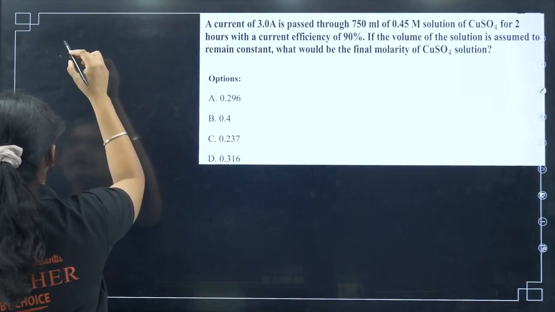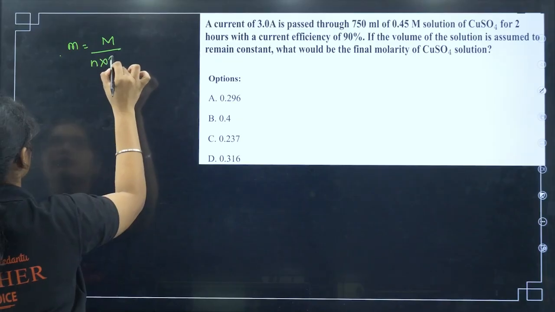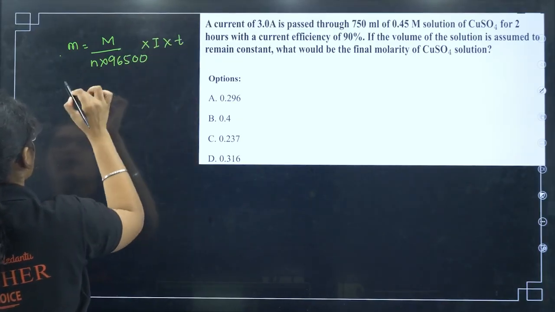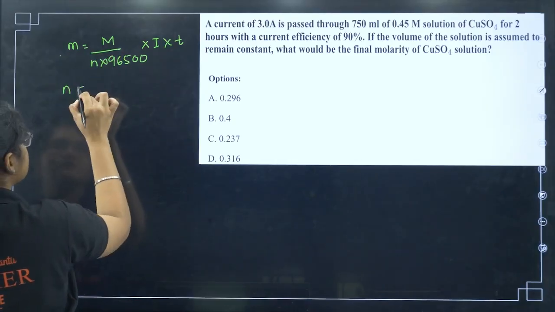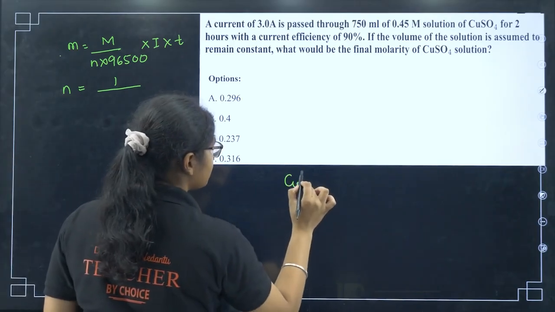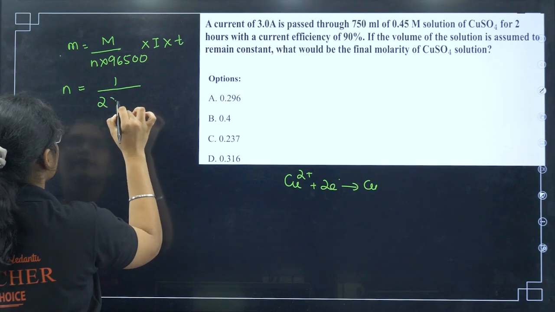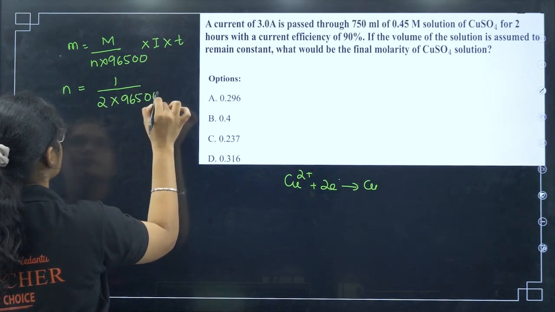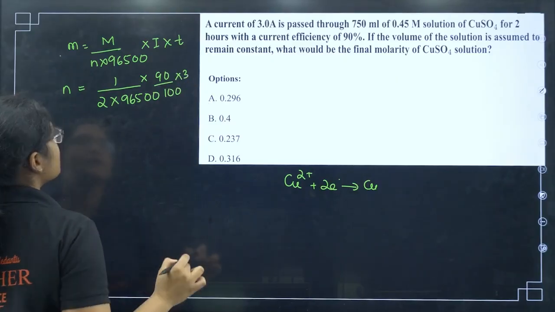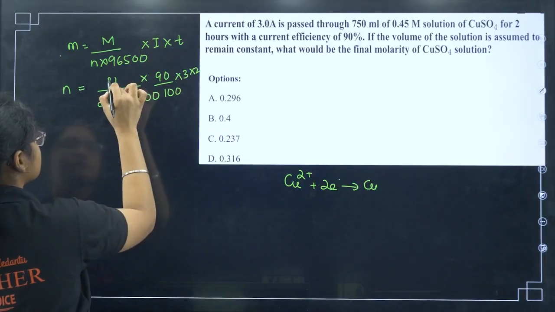So if I just calculate number of moles, we have Faraday's law equal to m divided by M equals 1 by n into 96500 into I into T, right. Now if I just divide given mass by molar mass, that will give me number of moles. Here copper 2 plus, how does it get deposited? Like this, right. So what is the number of electrons used here? 2 into 96500. Then I have 90% current efficiency, right, 90% of 3. Then I have 2 hours, right. So 2 hours means 2 into, convert it to seconds, so 3600.